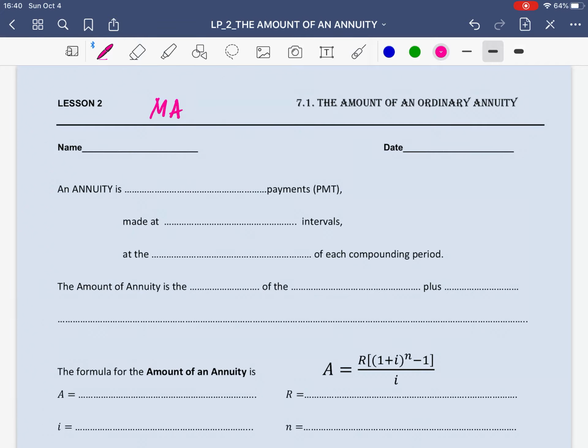MAP4C. Before I get started with the lesson, I want to go over some of the prerequisite skills that we need to know and learn before we start with the annuities.